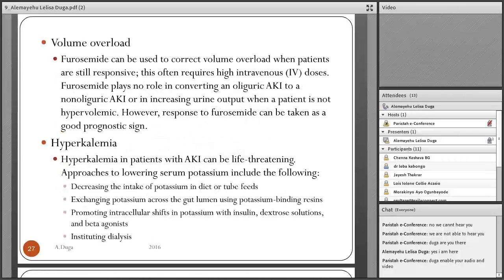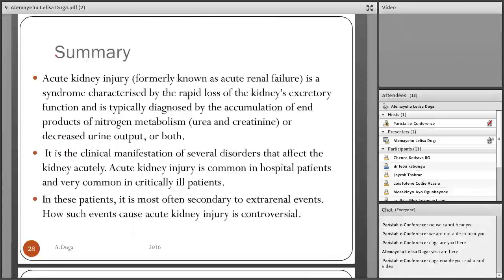When I go to my next slide, volume overload: furosemide can be used to correct volume overload, which I've already mentioned. Hyperkalemia can also be treated by decreasing potassium intake in diet or tube feeds, and exchanging potassium across the gut lumen using potassium binding resins. It's also possible to initiate dialysis so that potassium will be excreted.